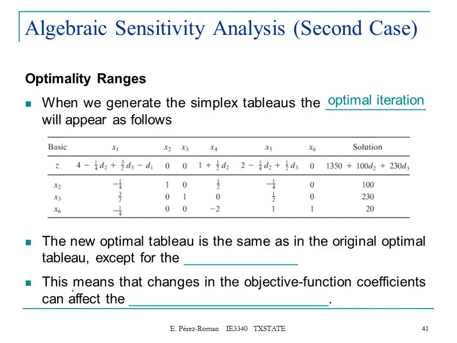The new optimal tableau is the same as the original optimal tableau, except for the reduced cost. This means that changes in the objective function coefficients can affect the optimality of the problem only. Okay?